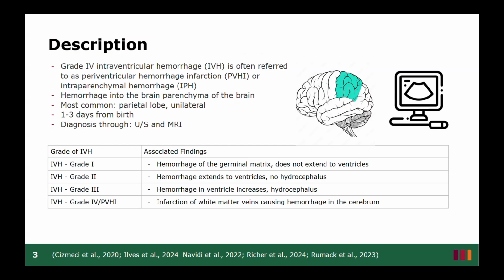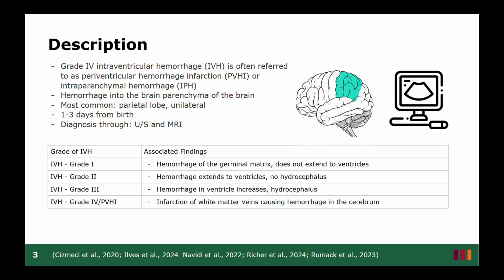Description. Grade 4 intraventricular hemorrhage is also often referred to as periventricular hemorrhagic infarction, PVHI, or intraparenchymal hemorrhage, IPH. This is considered one of the more severe forms of intraventricular hemorrhage as it affects the parenchyma of the brain.